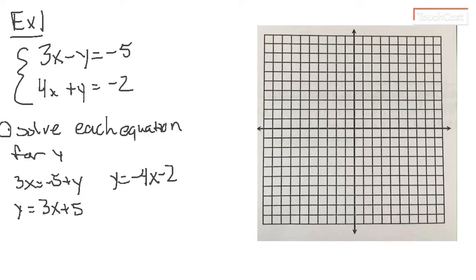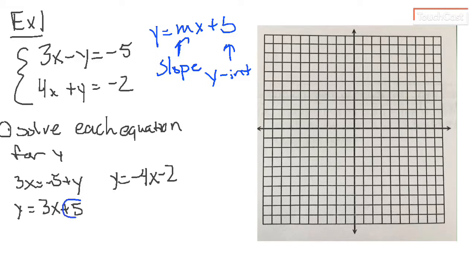Slope-intercept form, as a reminder, is y equals mx plus b. M is your slope, b your y-intercept. So we're going to first look at the b value and put a point on the y-axis at that spot. So in our first equation, that's at 5.